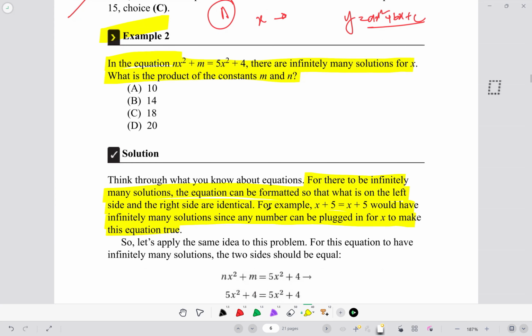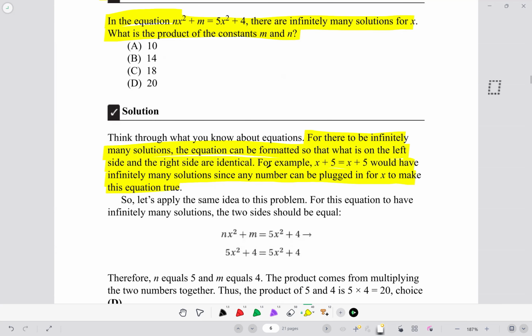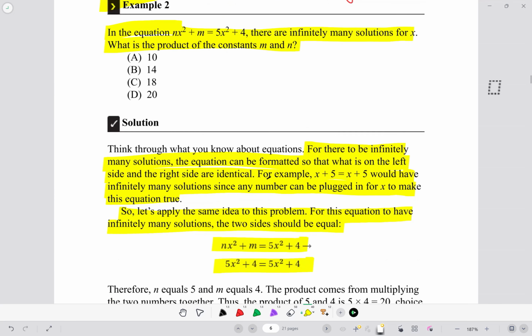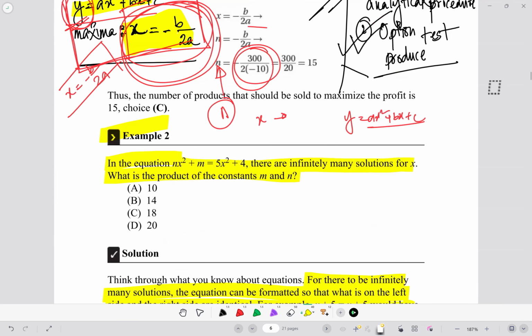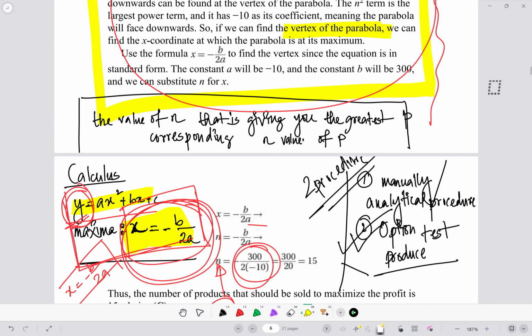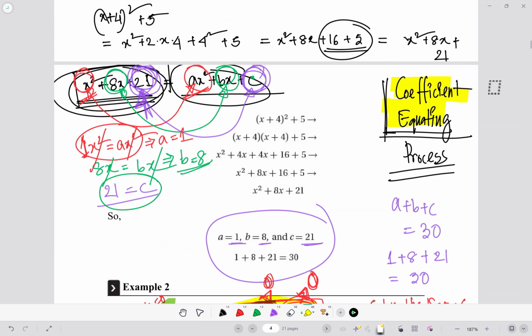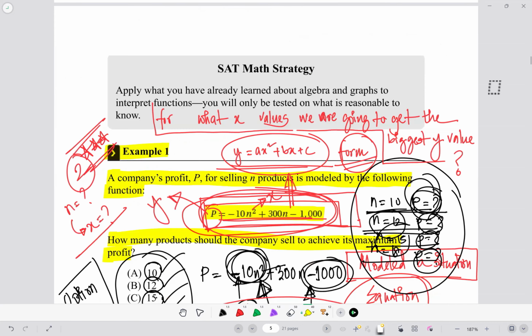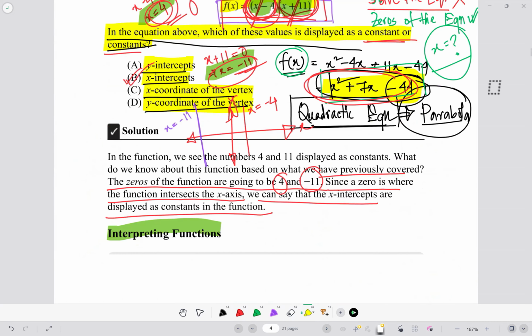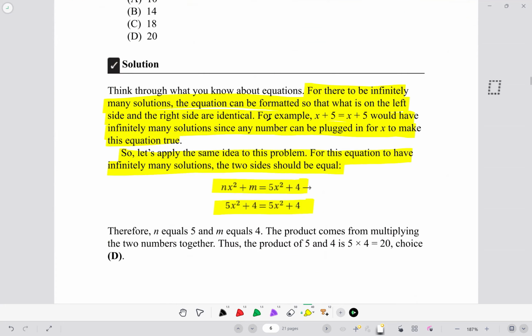So let's apply the same idea to this problem. For this equation to have infinitely many solutions, the two sides should be equal. I think they're talking about coefficient equating. Have we talked about coefficient equating? I don't think so. Let's guess that they're going to solve this problem using the coefficient equating concept.